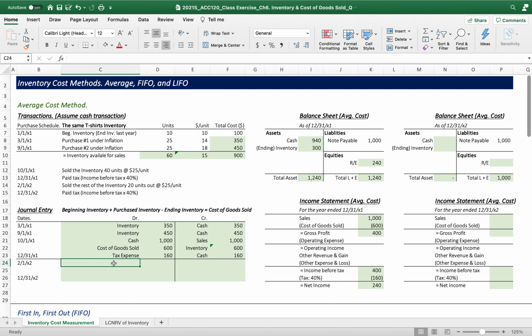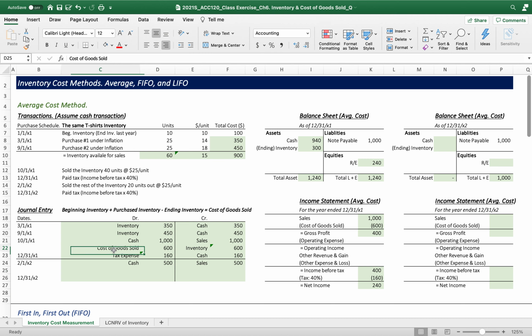So let's record also the sales. How much is the sales? 20 units times $25 per unit. So 500 is the sales. Now the cash in 500.